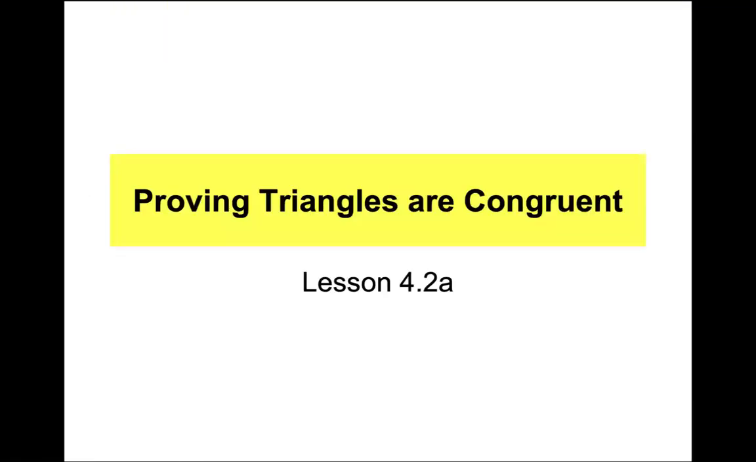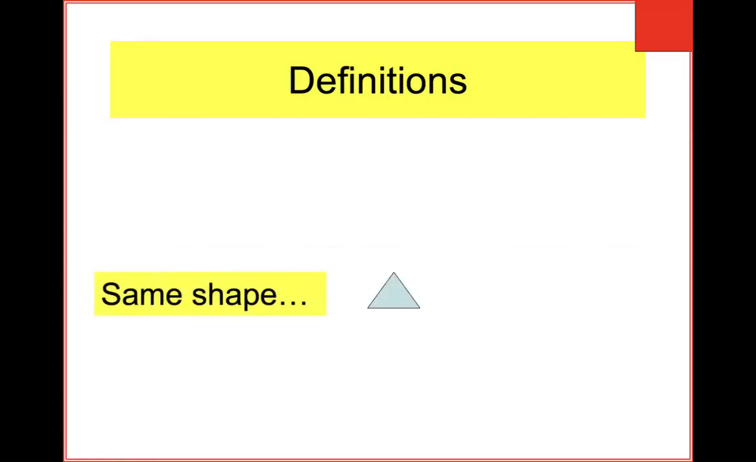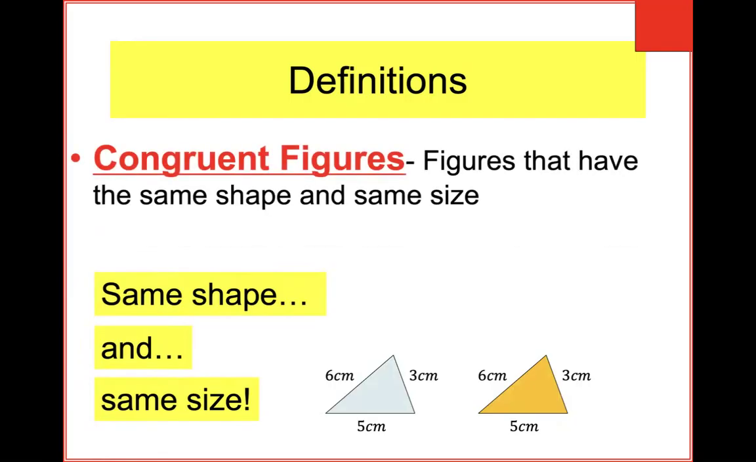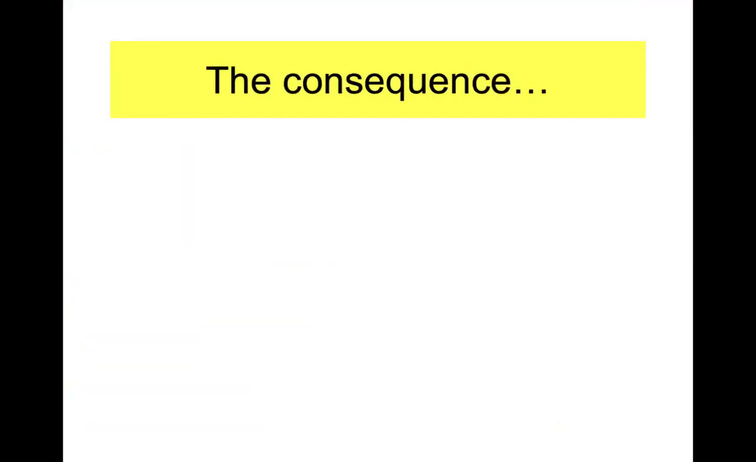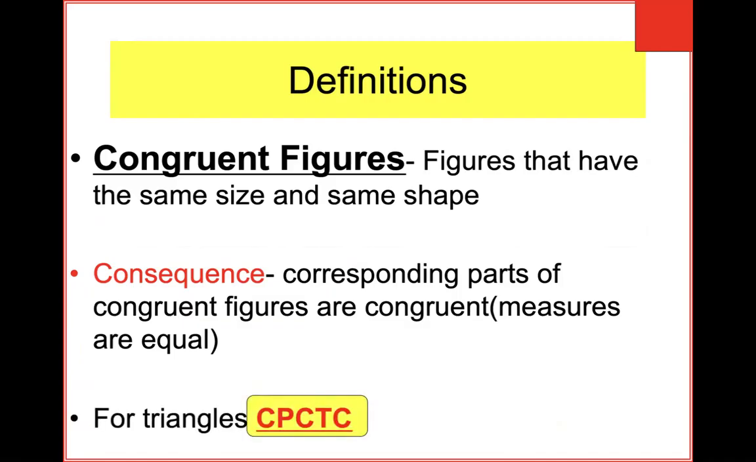Okay, so literally what we're doing for the rest of the year typically is proving that triangles are congruent, and you'll see why we're doing this as the chapter progresses. All right, so last class we talked about shapes that are the same shape and the same size. If you were the same shape and the same size, then you are called a congruent figure. And the consequence of being a congruent figure is that the corresponding parts are congruent. The matching parts have the same values.